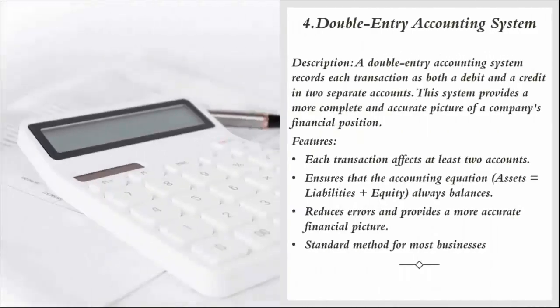4. Double entry accounting system. Description. A double-entry accounting system records each transaction as both a debit and a credit in two separate accounts. This system provides a more complete and accurate picture of a company's financial position.